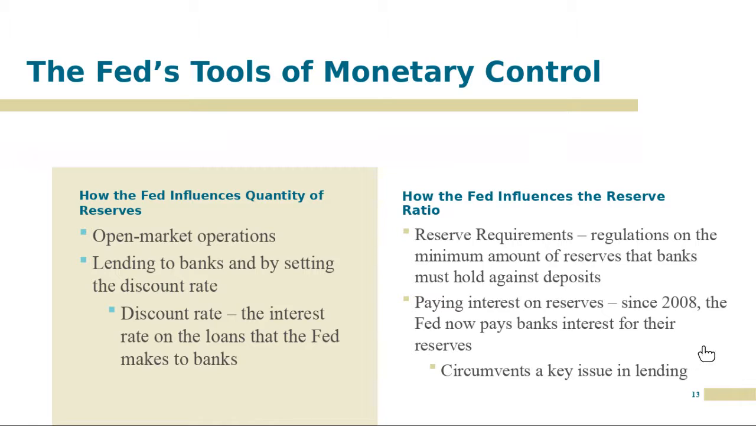Now, beyond reserve requirements, the Federal Reserve has introduced another new strategy: they pay interest on reserves. Since 2008, the Fed pays banks interest on their reserves. This represents a key issue in lending. In our earlier example, if you deposited $100 and you have a reserve requirement of 10%, it made sense for the bank to lend out all $90. Why? Because they don't make money on reserves. It didn't make sense for banks to keep cash on hand. It made sense for banks to move as much cash as possible.